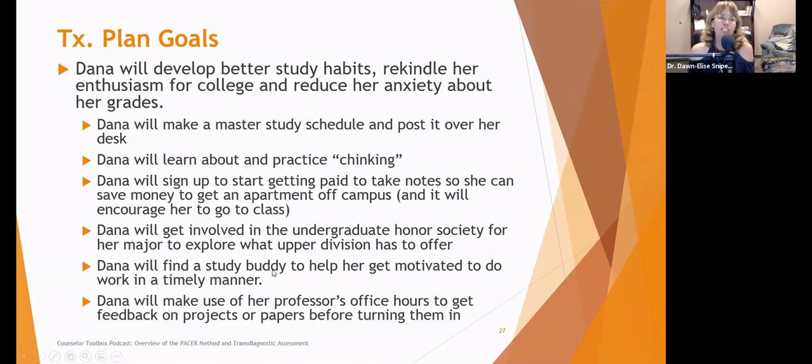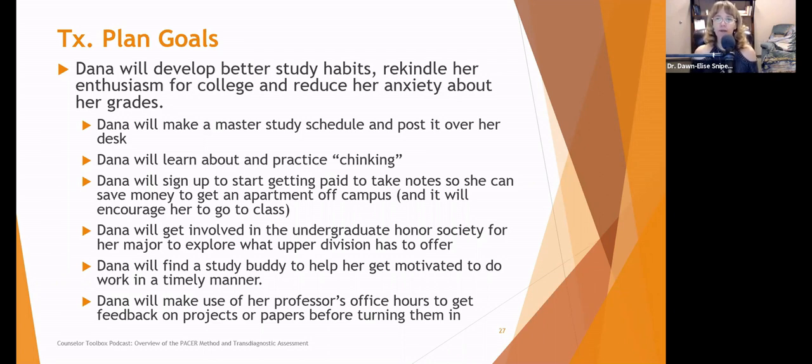Dana will develop better study habits, rekindle her enthusiasm for college, and reduce her anxiety about her grades. Dana will make a master study schedule and post it over her desk so she knows when the different things are due and she doesn't end up with 6 assignments due on the same day.